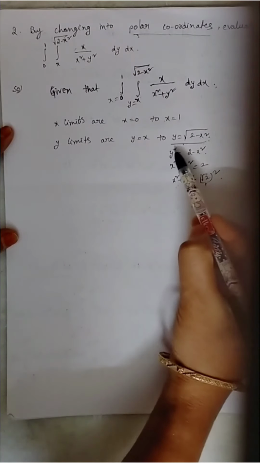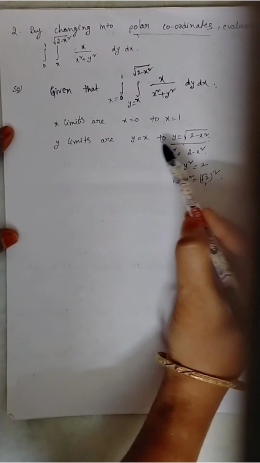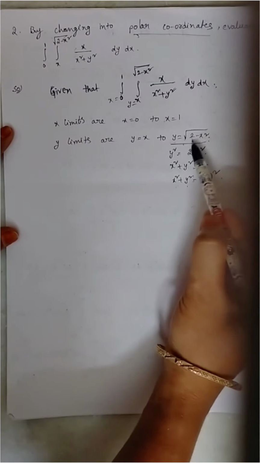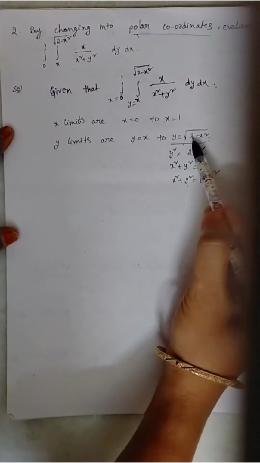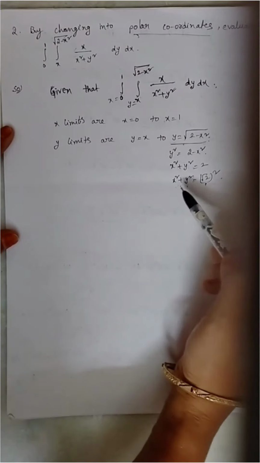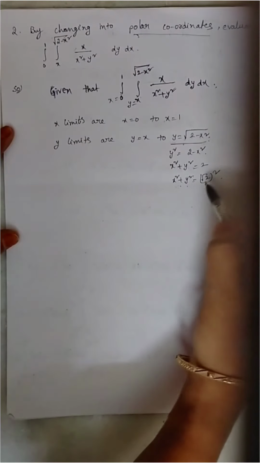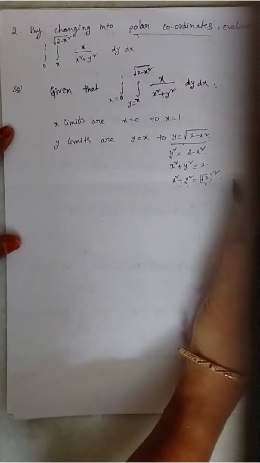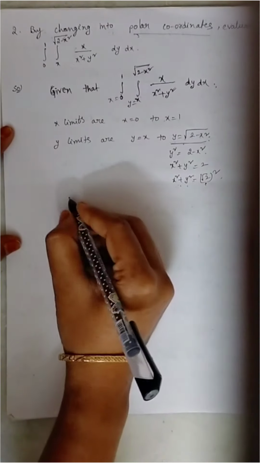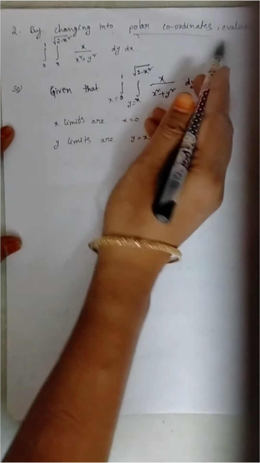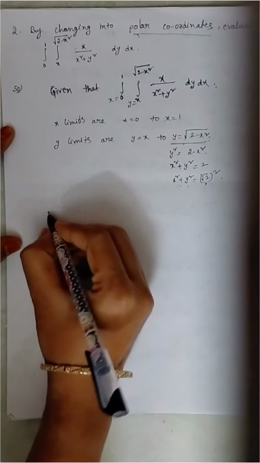I told you already, if any one of the limits is in this form, under square root of 2 minus x square, then it makes a circle. So x square plus y square equals root 2 whole square, with the center 0, 0 and radius r equals root 2. Therefore, by changing into polar coordinates, we have to find the integration.